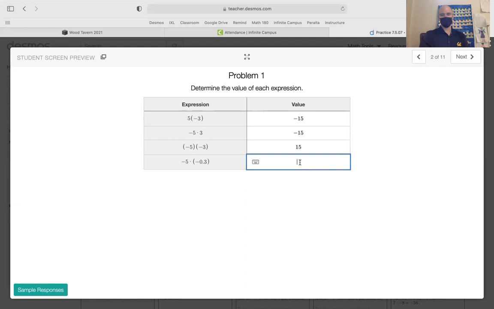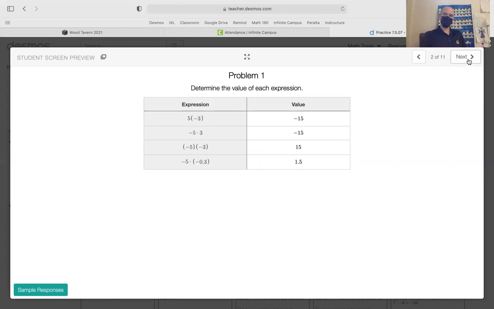And then in the last row, I see that it's negative times negative, so I know my answer is positive this time. And it's also still 5 times 3, except that 3 has been moved over 1 decimal place. So my answer will be moved over 1 decimal place. Instead of 15, it'll be 1.5.